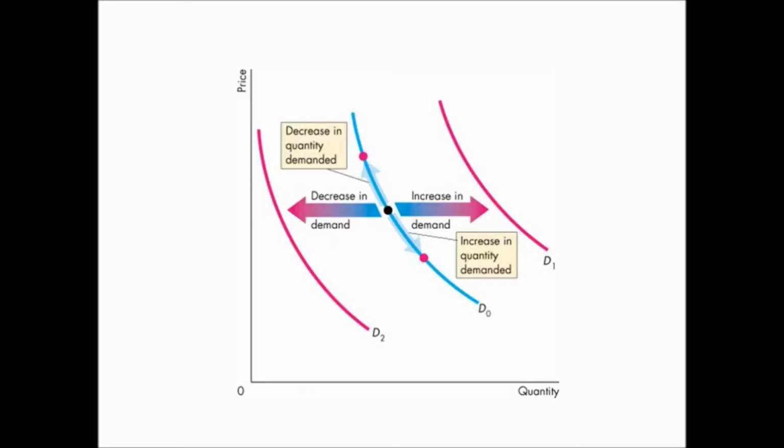When any of these non-price determinants of demand affect the market, we will not move along the curve. We will shift the demand curve. A shift of the demand curve to the right is an increase in the demand. And a shift of the demand curve to the left is a decrease in the demand. And this summarizes everything that there is to know about the demand.